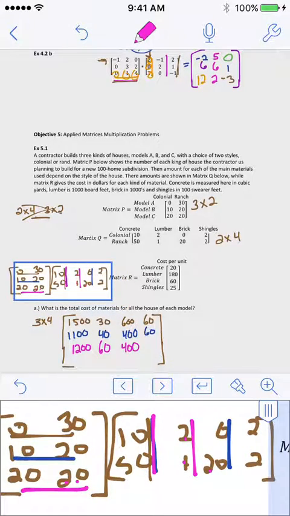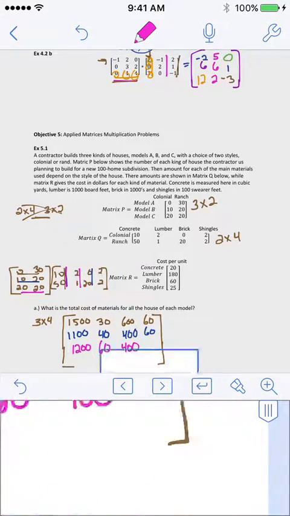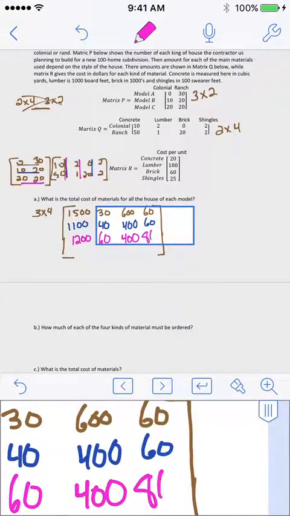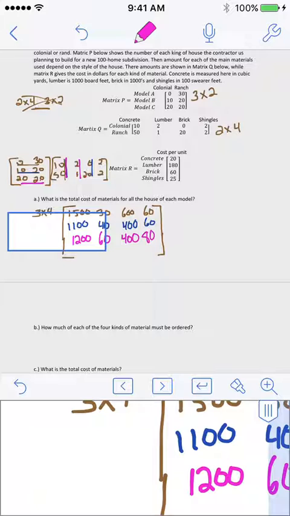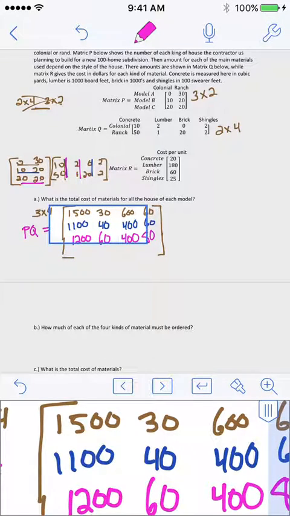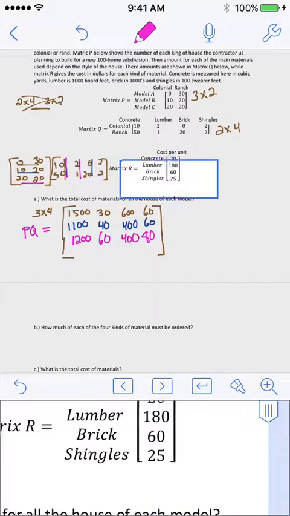And last but not least, we have 20 times 2 plus 20 times 2, that's 40 plus 40 is 80. And this will be our P times Q. Remember, P times Q is going to be all the material we need for the house. That's what we need for the house. So now let's multiply that by the cost.